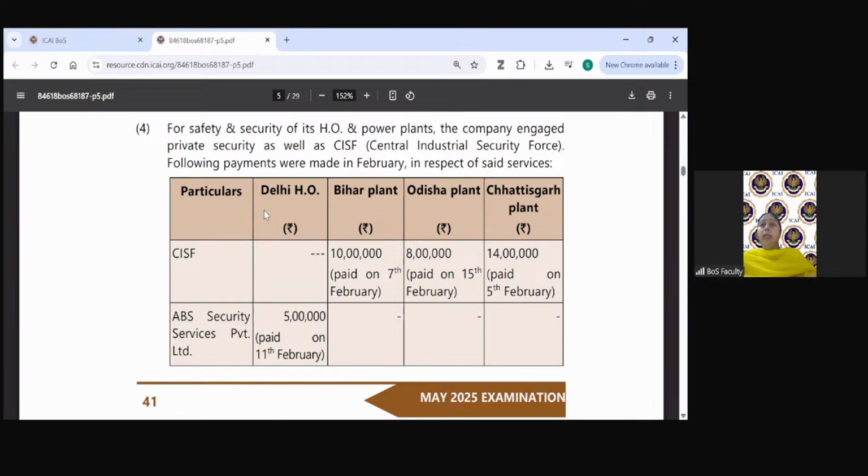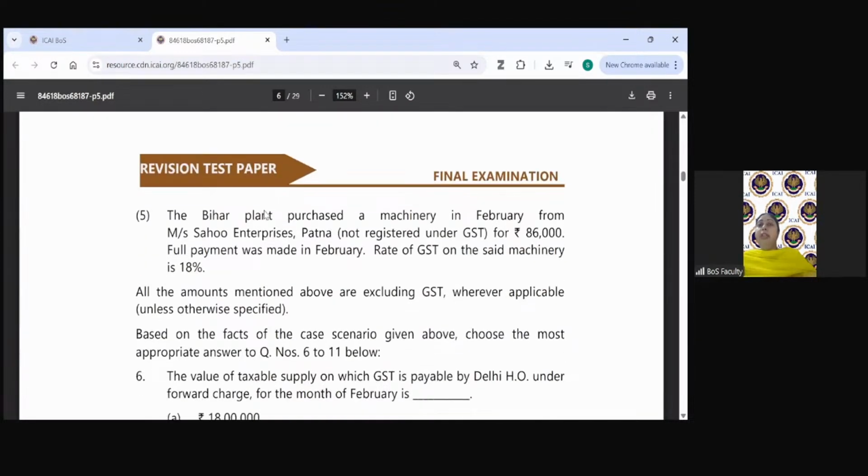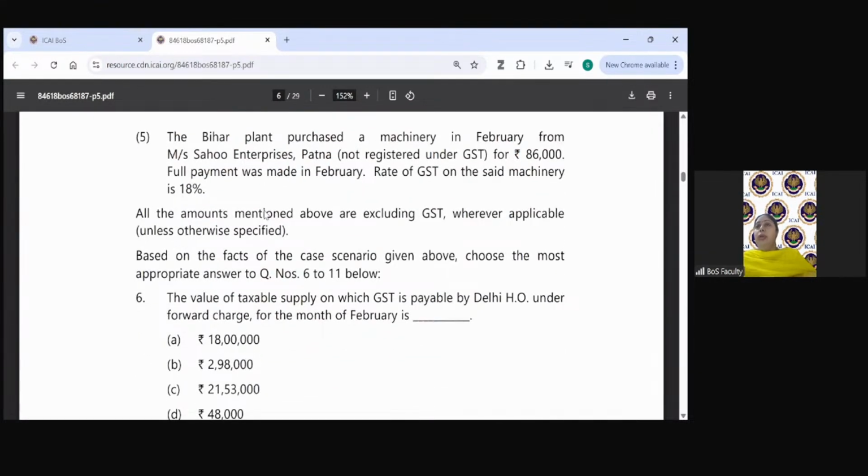Then we have the ABS Security Services Private Limited. We have paid to ABS Security Services Private Limited also, which is paid by Delhi HO. So Delhi HO has taken services from the private security company, and it has paid 5 lakh amount to the private security company. In fact, we have one more additional transaction which was undertaken.